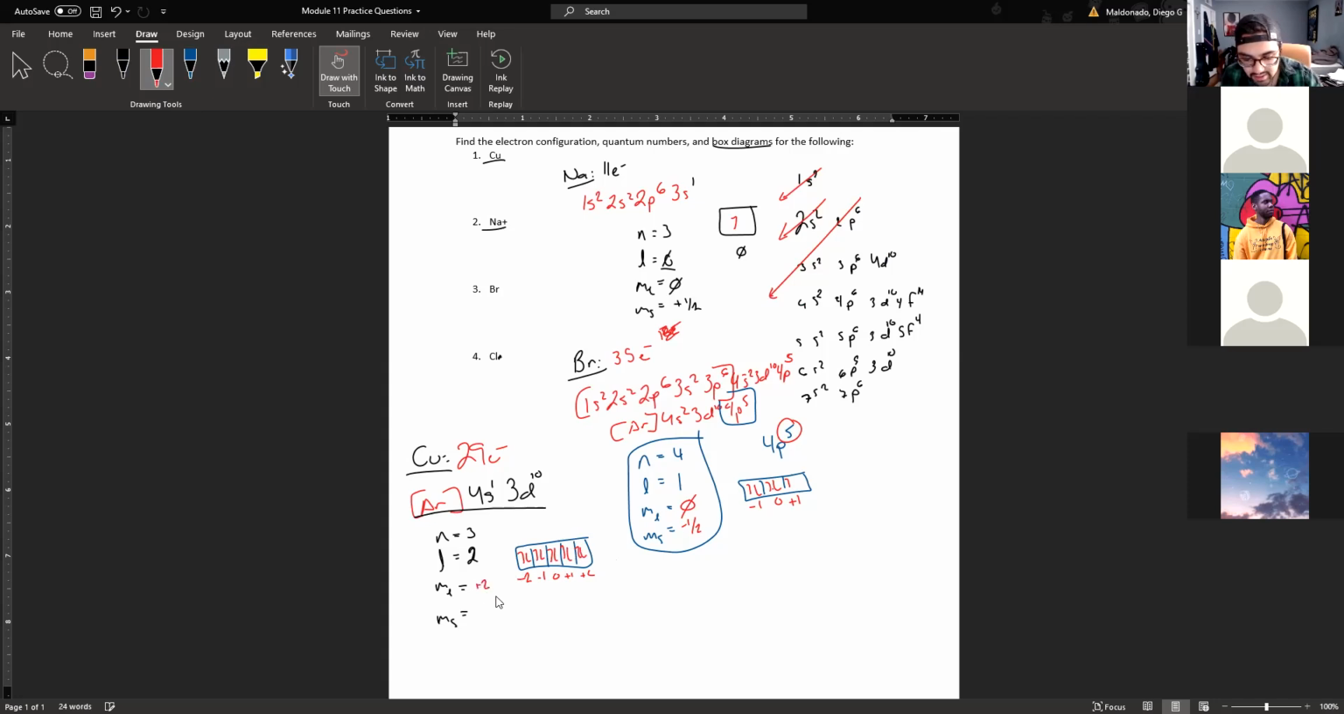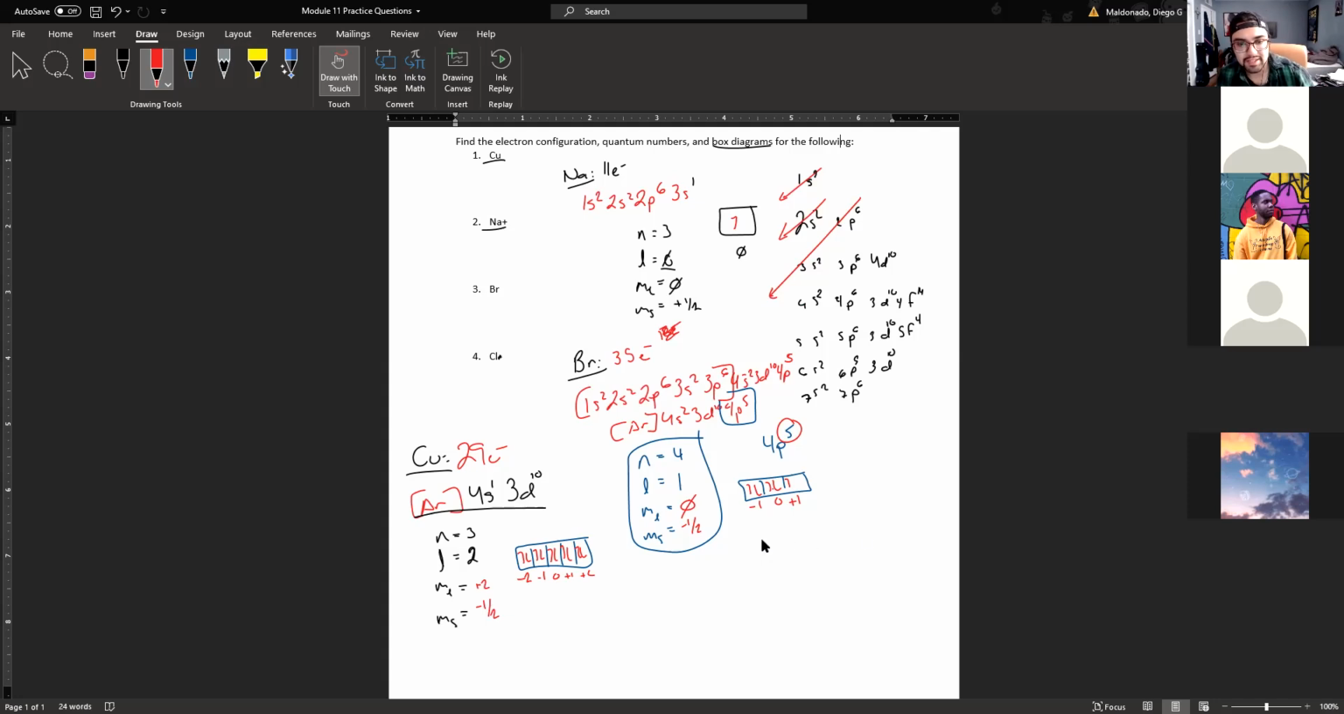And then what's the spin of the last one? -½. Yeah, negative. Yes, -1/2. There you go. Okay. Any questions? No, it's pretty simple. All right, cool.